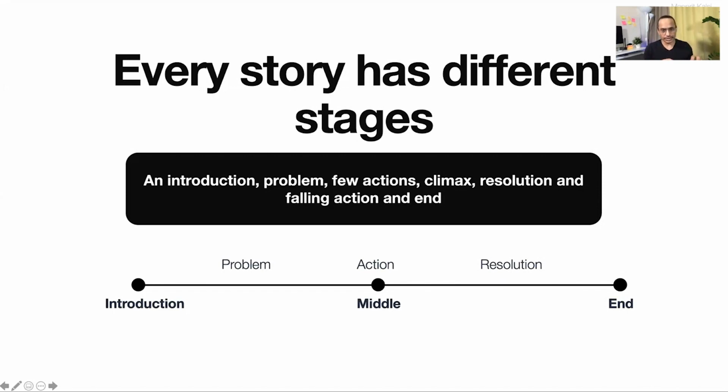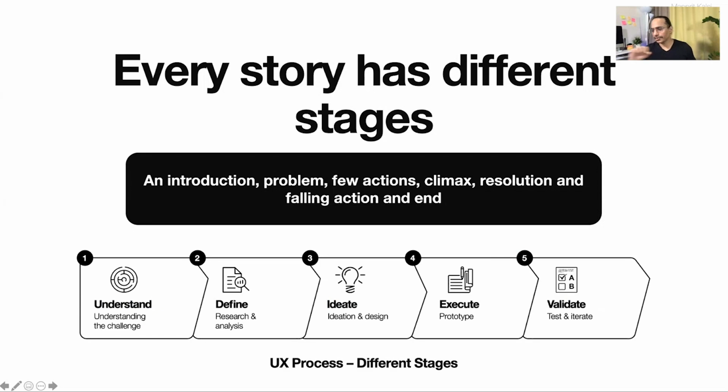Now how can we use this storytelling, these different stages or this flow of the story, in our design, and how to make use of that? So we'll see. This is what we do in the UX process. It basically starts with understanding. Whenever we are given a challenge as a designer, we first try to understand what the challenge is, what the problem is, what the user need or the business need is.